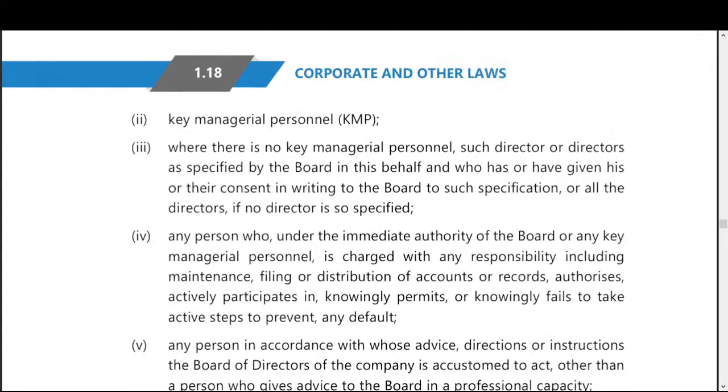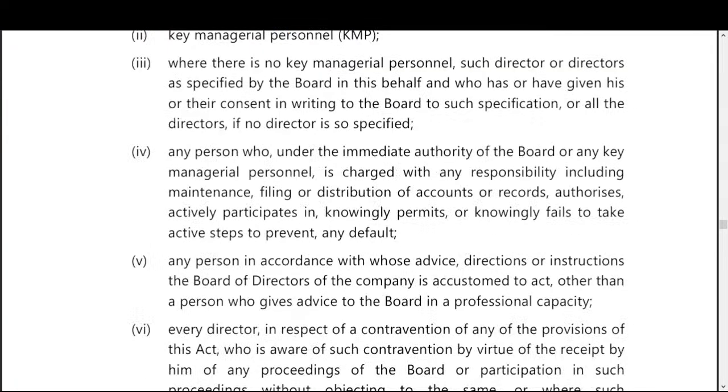Any person who, under the immediate authority of the board or any key managerial personnel, is charged with any responsibility including maintenance, filing or distribution of accounts or records, authorizes, actively participates in, knowingly permits, or knowingly fails to take active steps to prevent any default. Any person in accordance with whose advice, directions or instructions the board of directors of the company is accustomed to act, other than a person who gives advice to the board in a professional capacity.